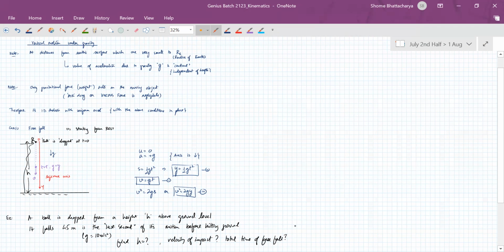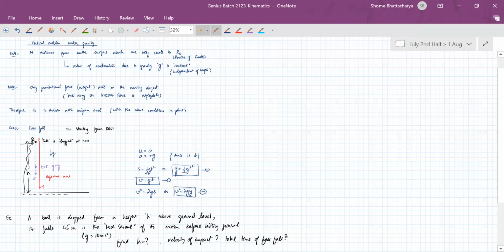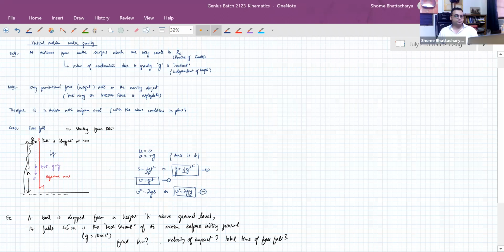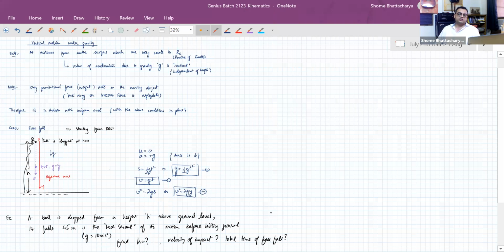I can't understand the framing of the question. What is written after ground level? Okay, let me check. A ball is dropped from a height h above the ground level. Okay, then it should be either a comma or a full stop, whatever. It falls 45 meters in the last second of its motion before hitting the ground. You understood that meaning? So it's dropped from a certain height, but you are observing the last second of its motion. Yes. In the last 1 second before hitting the ground, it's traveling through a distance of 45 meters downwards. Okay?